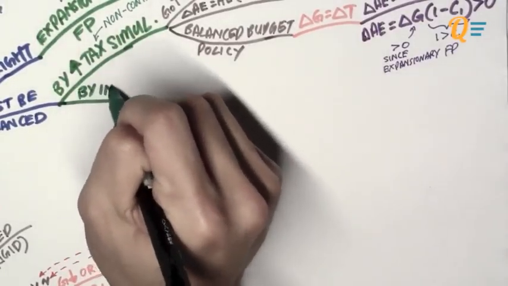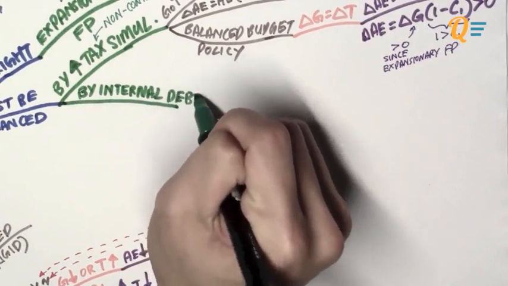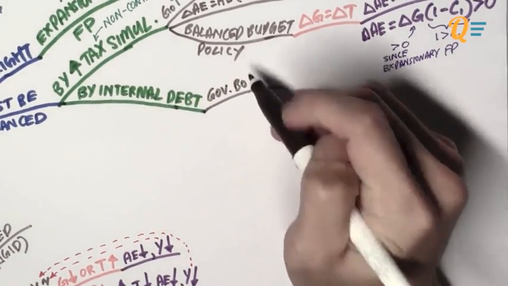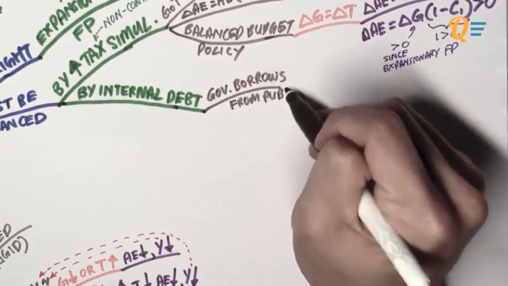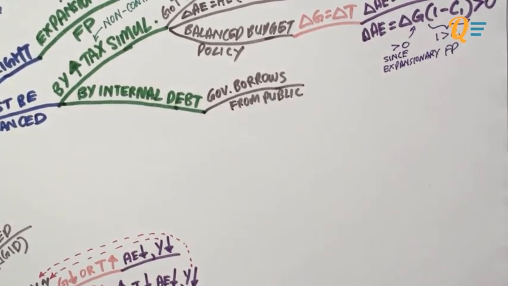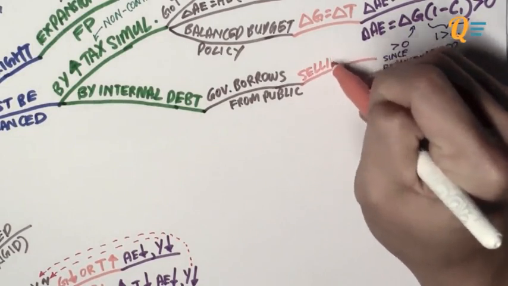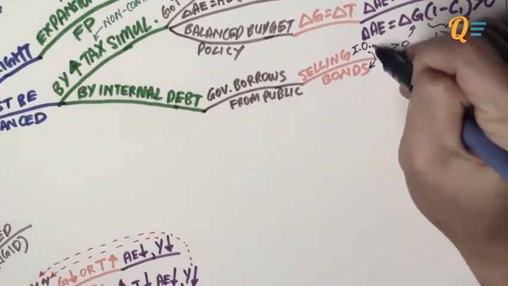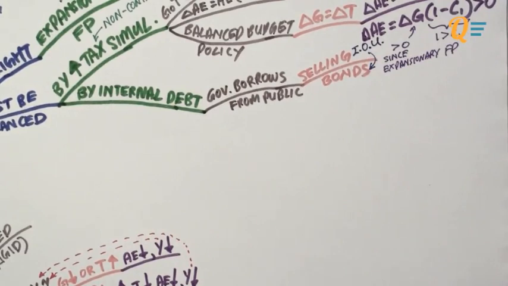So the second type of financing which we will compare to the first is by using internal debt. Okay, so what does it mean by using internal debt? Basically, the government is going to borrow money from the public. So how does it borrow money from the public? It doesn't go around saying, hey, can you lend me some cash, please? No, it doesn't, okay? Basically, the government is going to sell bonds. So a bond is basically a fancy name for an IOU.